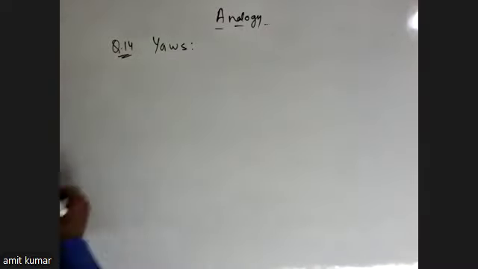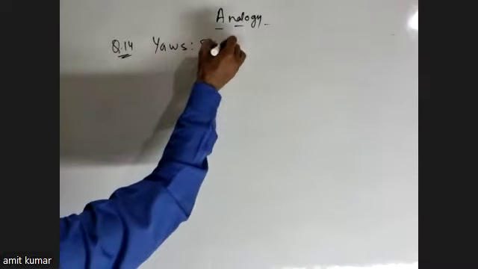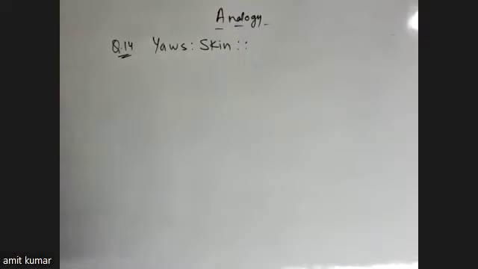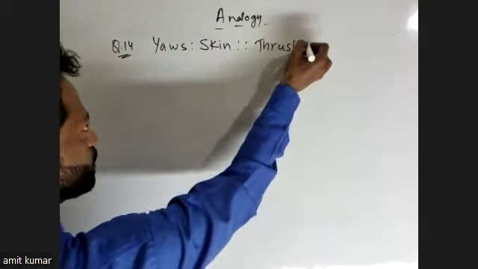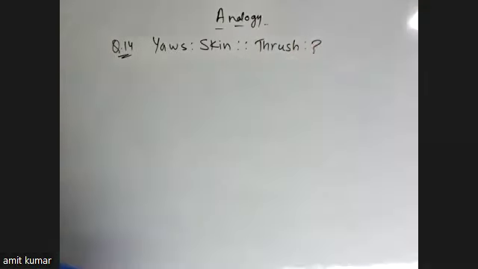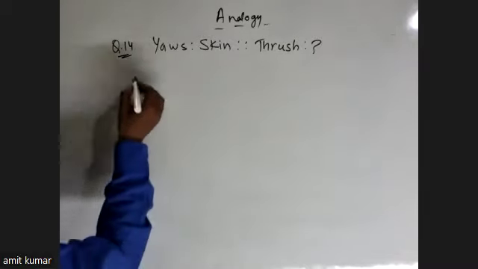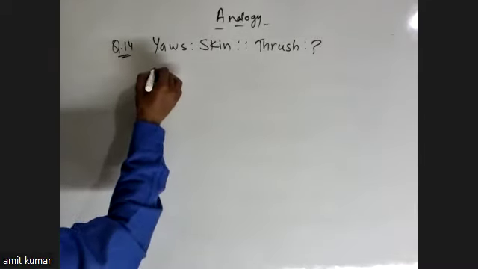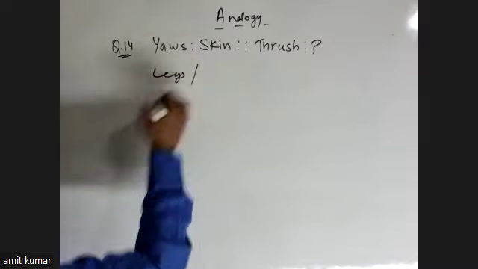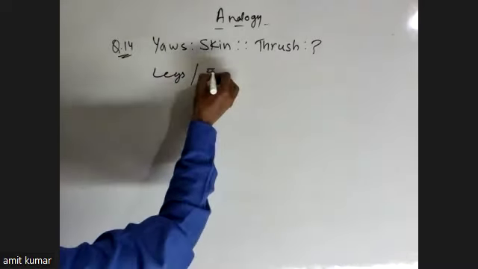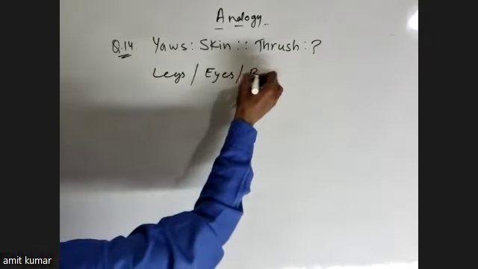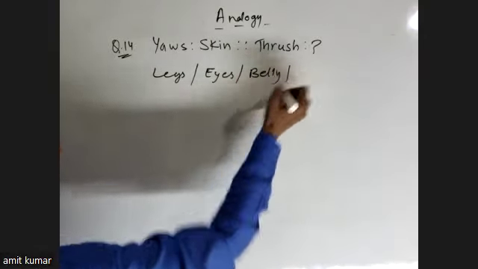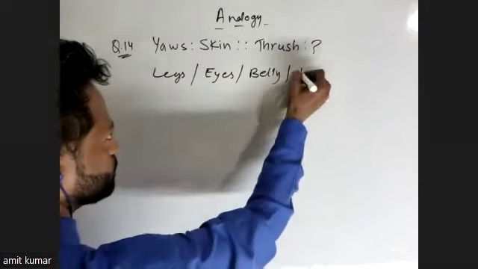Yawns is related to skin. Similarly, thrush is related to what? Options we have: legs, eyes, belly, and throat.